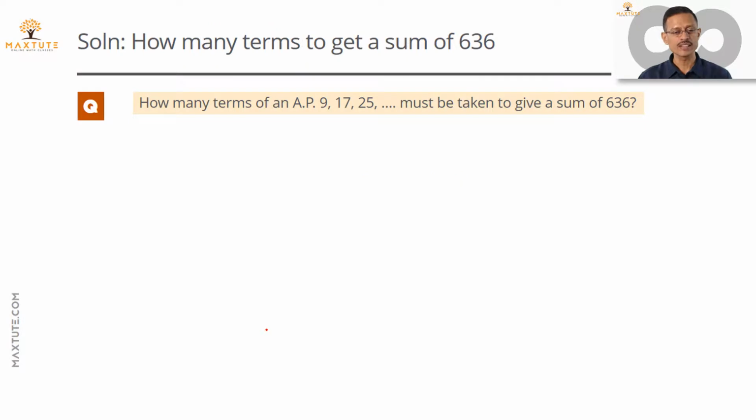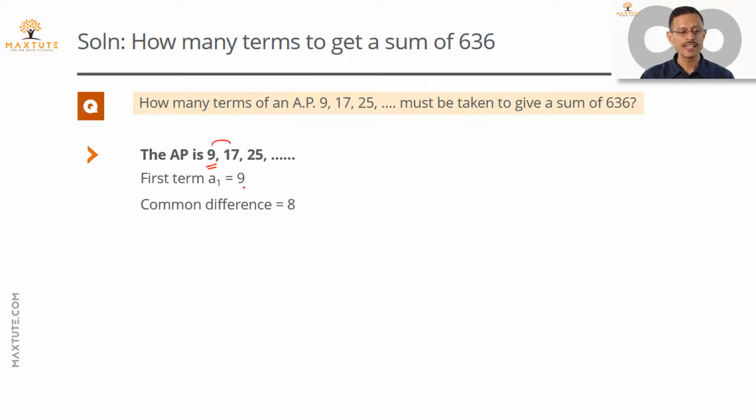Let's jot down the points quickly. The AP given to us, the first 3 terms are 9, 17, 25. So the first term of the AP is 9. The common difference is equal to 8. So a1 equals 9, d, the common difference, is equal to 8. Sum of the first n terms is equal to 636.